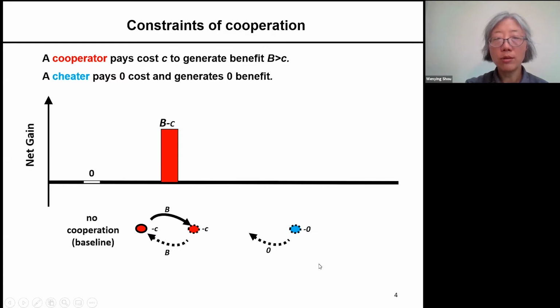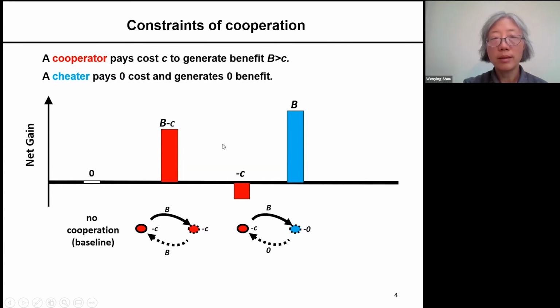A cheater pays 0 cost and generates 0 benefit. If a cooperator interacts with a cheater, the cooperator's net gain is 0 minus C, or simply minus C. The net gain of the cheater is B minus 0, or B. We can see that B is greater than B minus C or minus C, and thus cheater frequency will increase over time until the community consists purely of cheaters, in which case we will return to the 0 baseline.